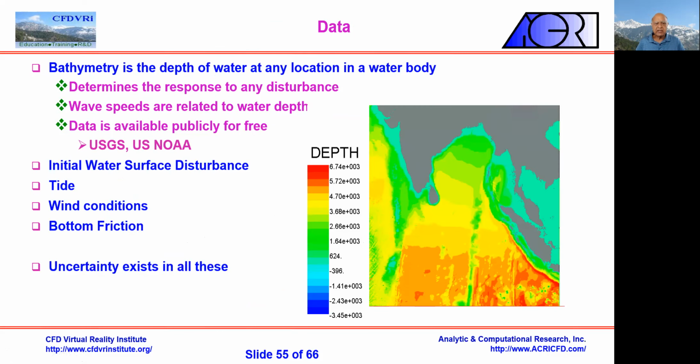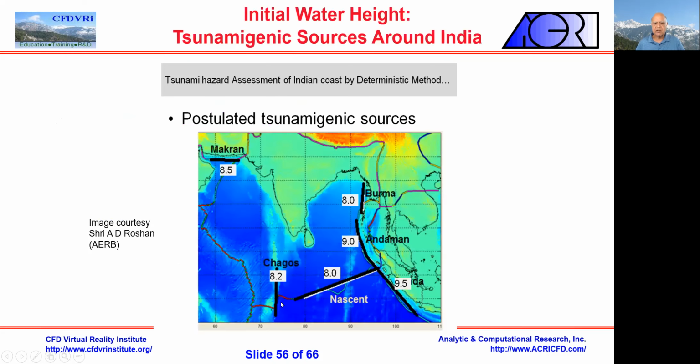So here are some examples. We did this modeling. I think I showed a little bit of that. And you have to get the whole bathymetry. So this is the depth of water at different locations. And we had to figure out the tide, wind condition, bottom friction, and there is uncertainty in all these, but it doesn't affect it much.